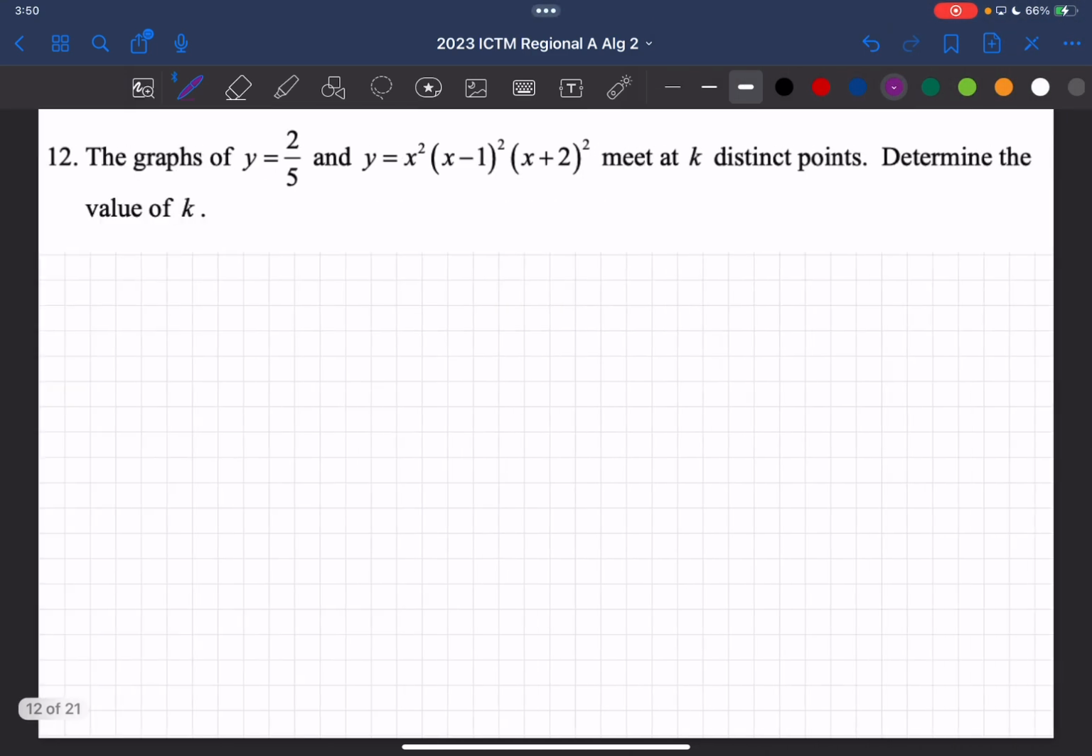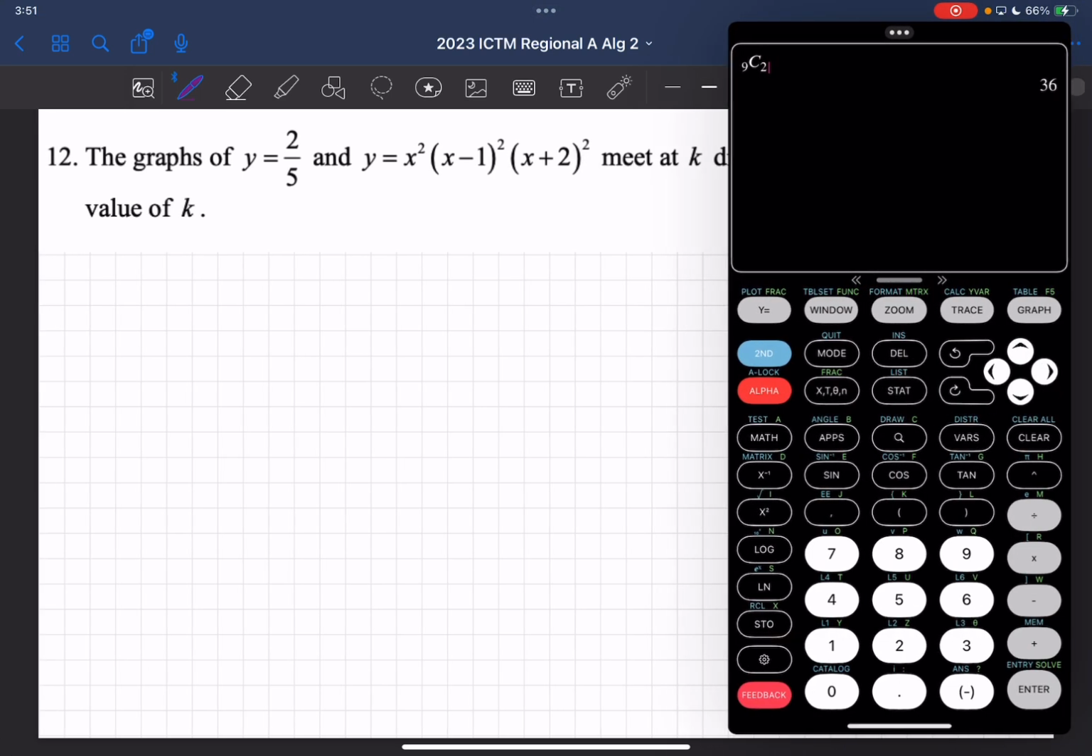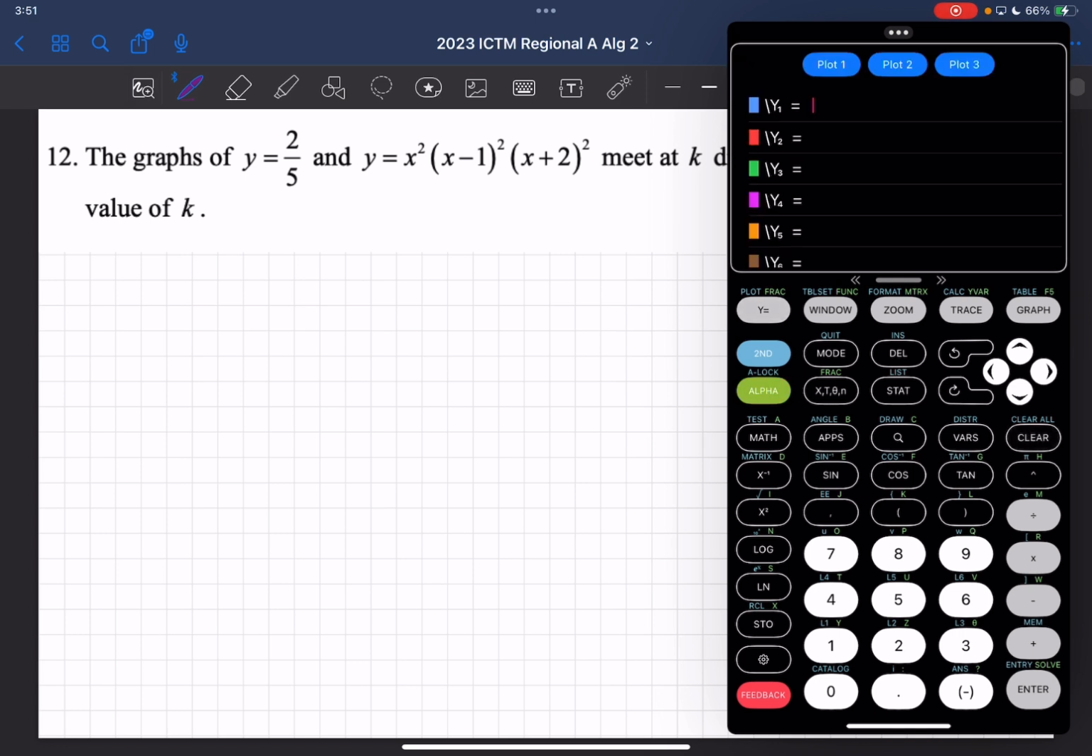Number 12, the graph of y equals 2/5 and y equals x squared times x minus 1 quantity squared times x plus 2 quantity squared meet at k distinct points. So we want the value k. This is a straight up calculator question. So x squared times x minus 1 squared times x plus 2 squared.